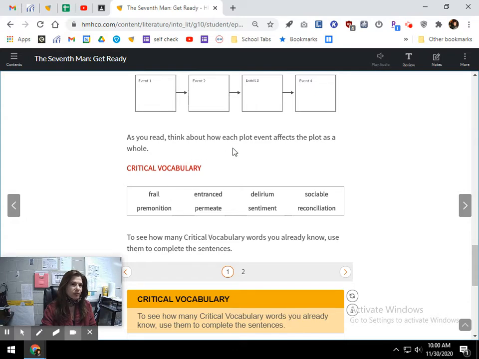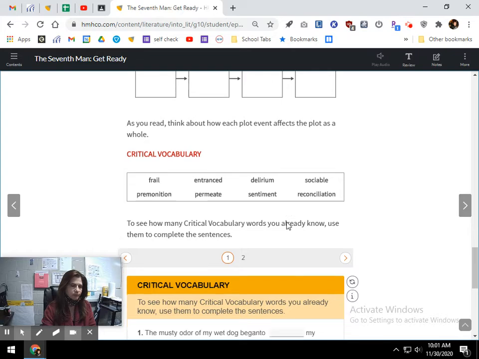So as you read The Seventh Man, think about how each plot event affects the plot as a whole. Where does it take us? How does it progress the story?